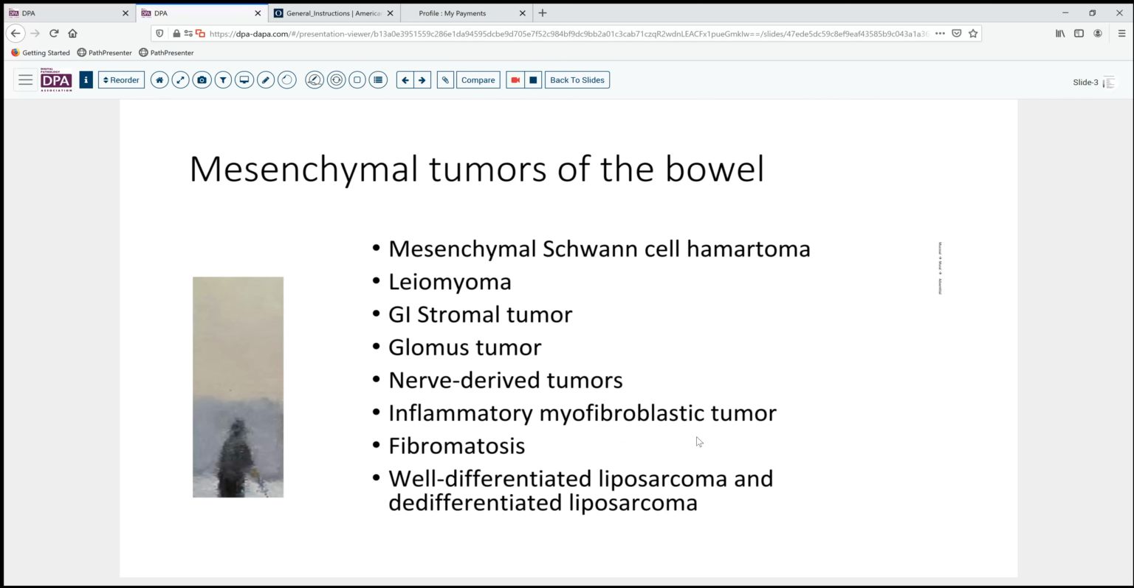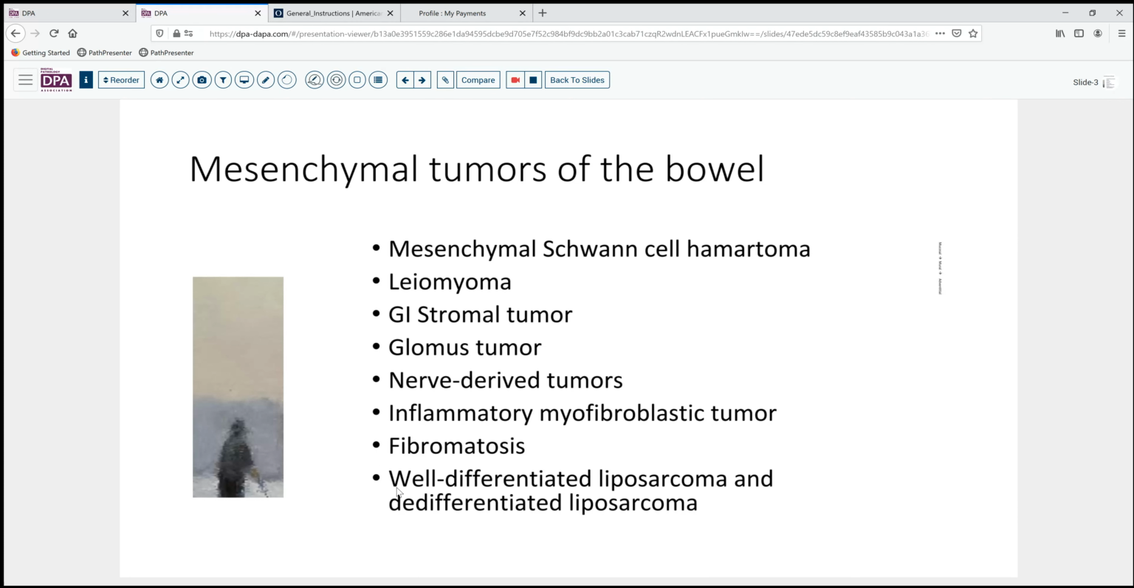Inflammatory myofibroblastic tumor is a tumor that can occur in a variety of locations, including the bowel, and in that situation it usually involves the serosa. And then also fibromatosis can involve the bowel, more commonly on the adventitial side of things, not usually within the muscularis propria.